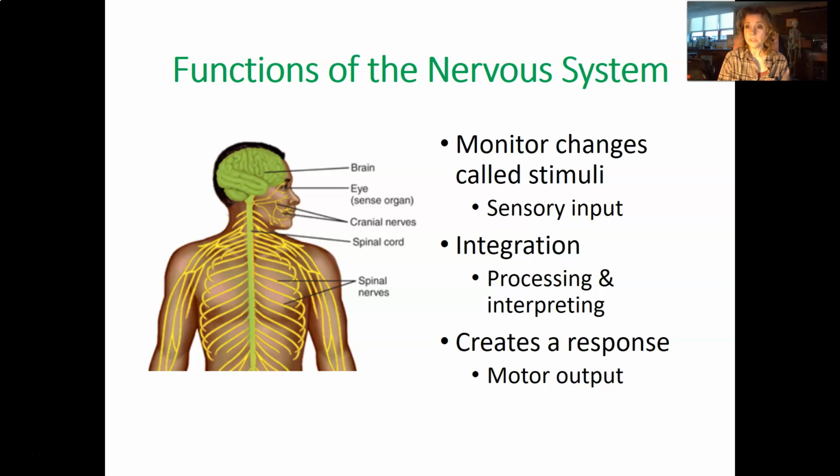The central nervous system is then going to create a response, make a decision, and that response gets sent to effectors, or structures in the body that are going to facilitate the decisions that the central nervous system made. This is called motor output.